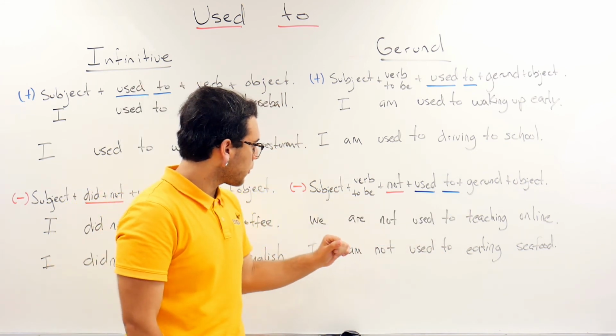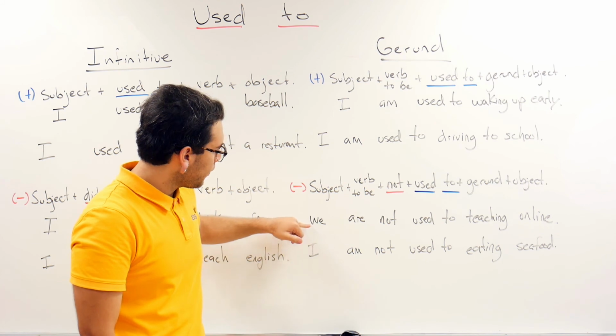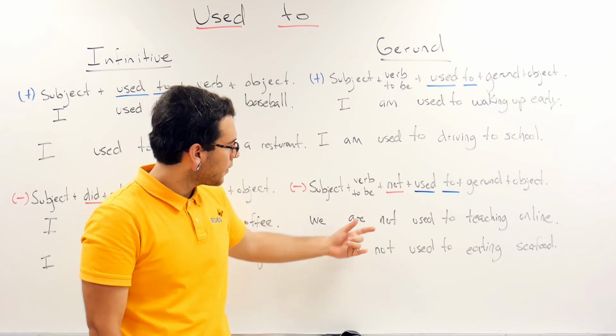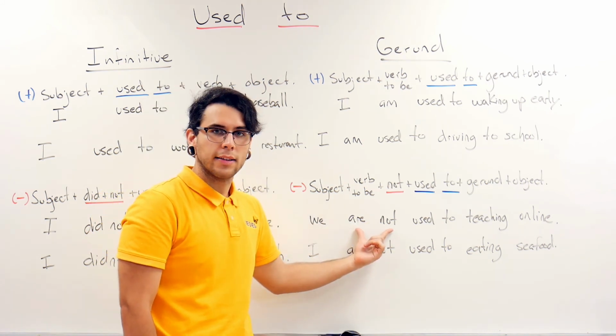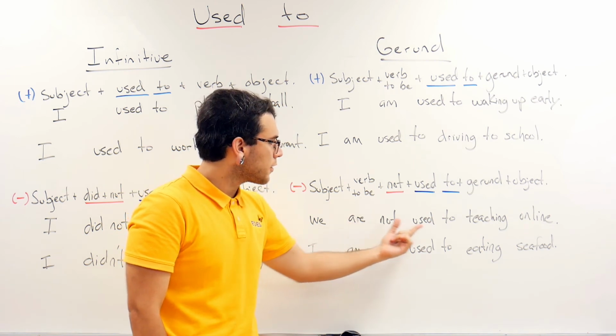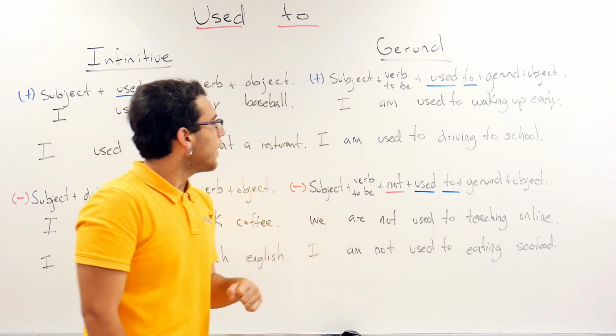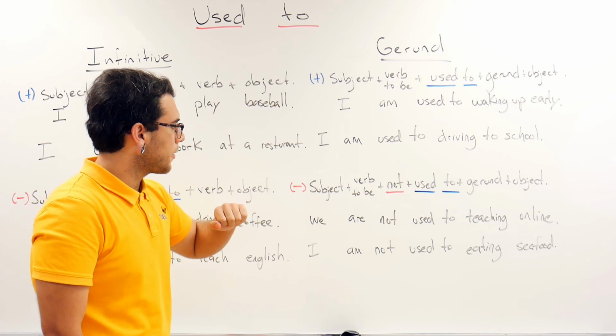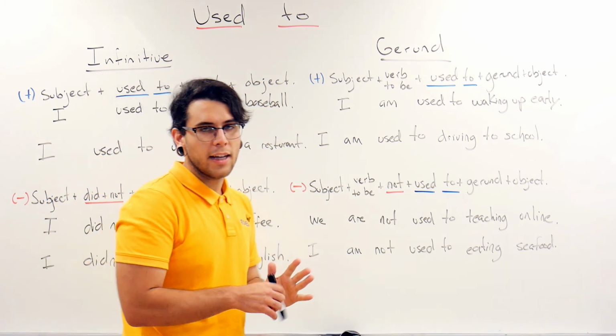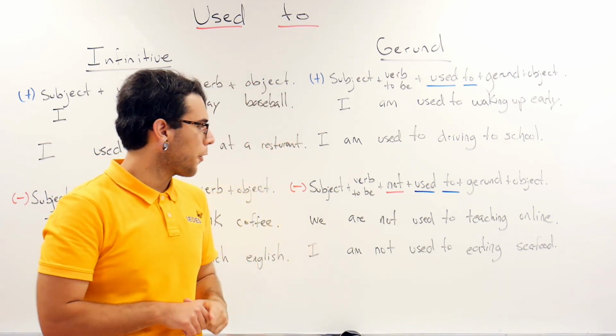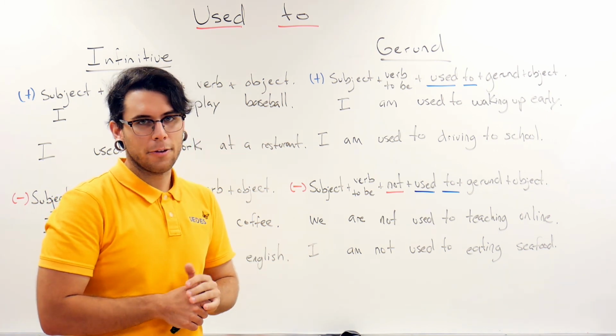And you can also, of course, for the previous example, we are not, you can also use aren't if you like, the contraction of are not. We aren't used to teaching online. And you can use any contractions if you like with negations to make it simpler or maybe easier to say for you. So that's it.